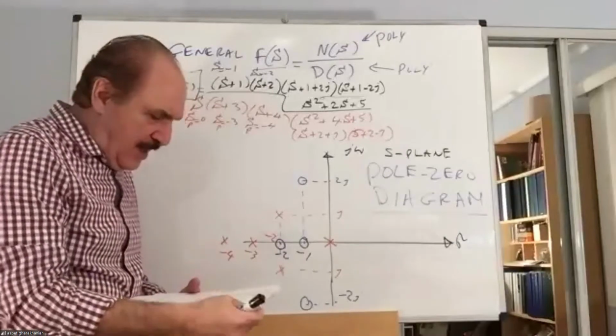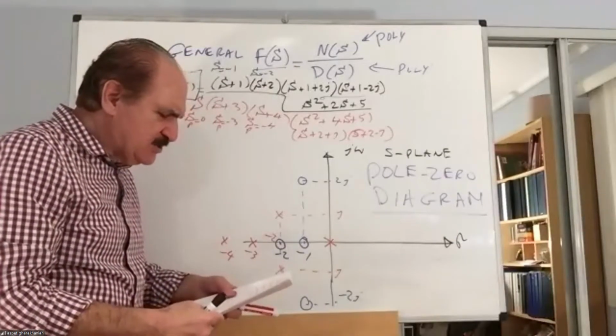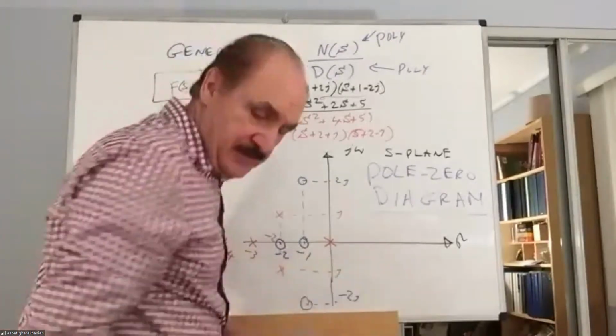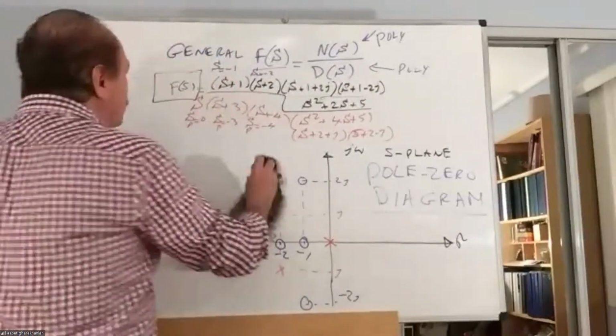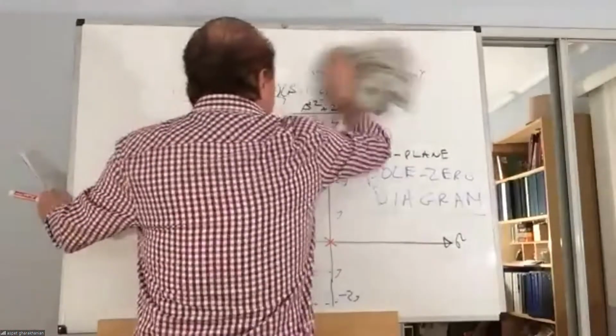Okay. Now, let us take a look at the Laplace transform of an exponential function. This function will show you really that it has a pole. The simplest of all.